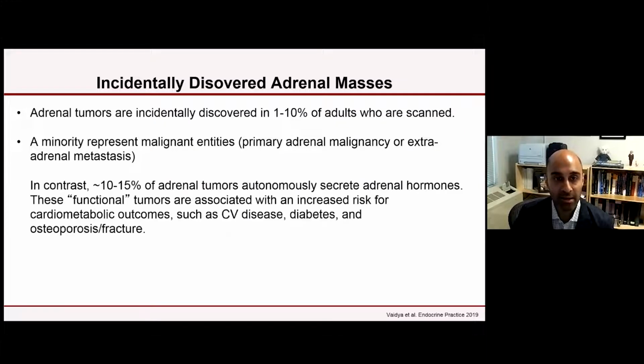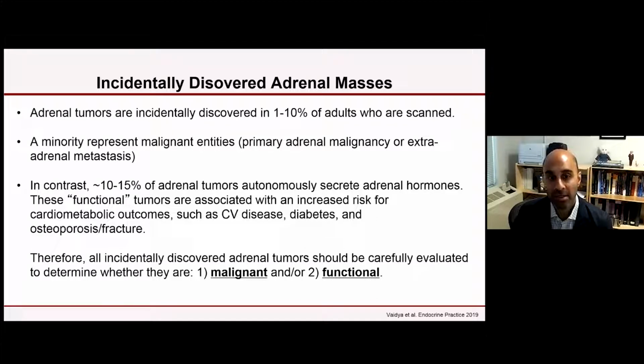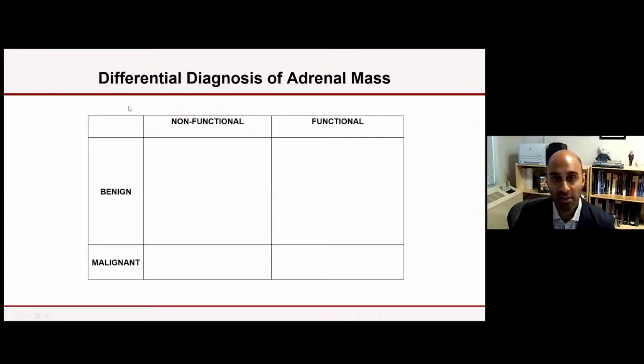But even benign adrenal masses can be dangerous because they can secrete adrenocortical hormones like cortisol or aldosterone that can contribute to increased risk for cardiovascular and metabolic diseases like diabetes, heart disease, hypertension, osteoporosis, and fracture. And so for that reason, it's recommended that every incidentally discovered adrenal mass should be carefully evaluated for one, is it malignant or benign? And two, is it functional in any way that needs intervention or not? So the differential diagnosis of an adrenal mass is best considered through this lens: benign or malignant, functional or non-functional.